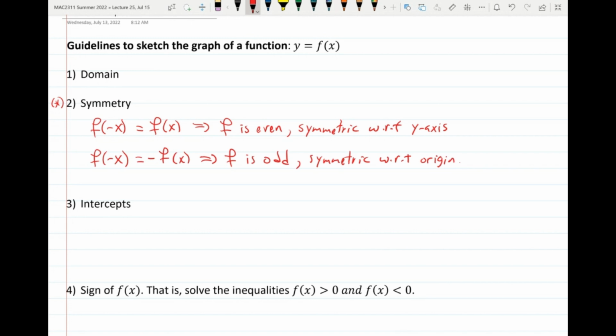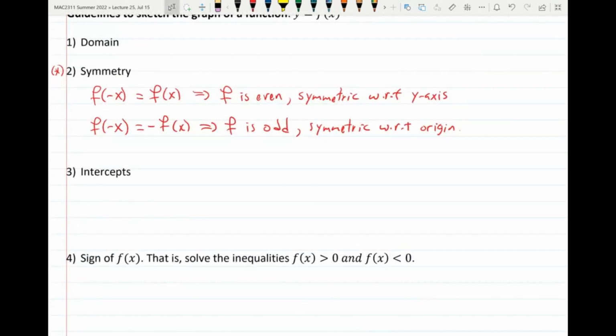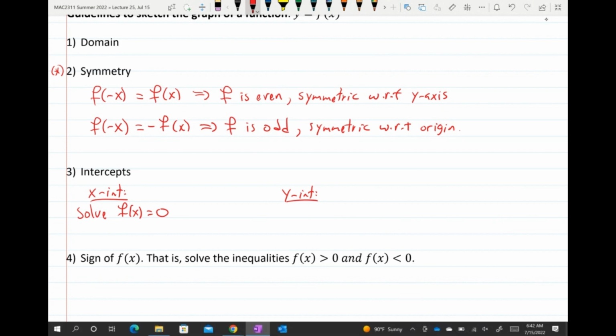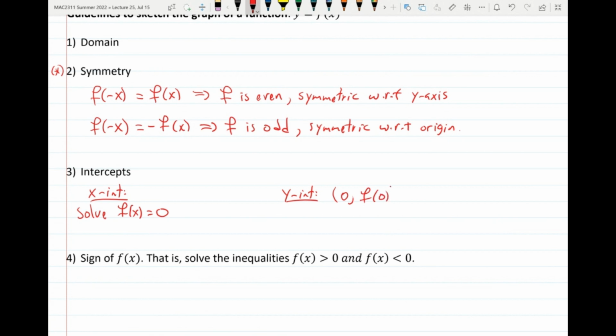Okay, so then another important piece of information to find are the intercepts. Here we mean the x-intercept and the y-intercept. These are important points to have when you are graphing. For the x-intercept, you find this by solving the equation f(x) = 0. These are the values that make the function equal to 0; that's when it crosses the x-axis. And the y-intercept, you find by just plugging in 0. So this is the point (0, f(0)). The y-intercept is always pretty straightforward to figure out.